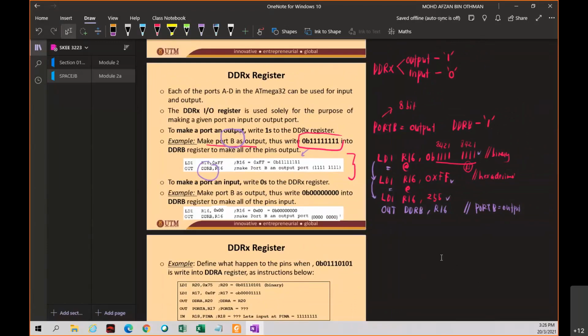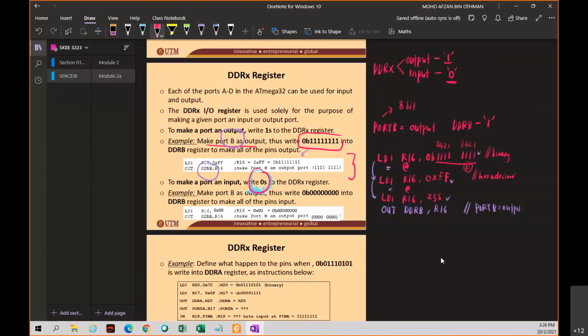Okay, kalau tak ada soalan, okay, now we going to make our port as an input port. Okay, so sekarang kita nak jadikan, let's say lah, port B, dia tukar ni, bukan output, input ya. Okay, how to make a port as an input? So nak jadikan dia sebagai input, kita kena letak kosong. Okay, letak kosong jadi input, letak satu jadi output dekat kita punya DDRB.